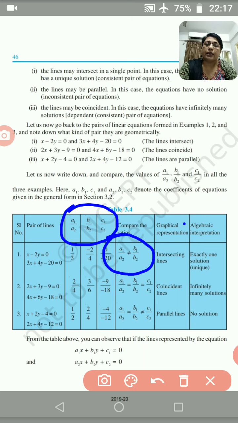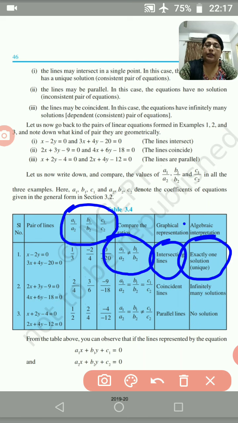In that case, the graphical representation will be intersecting lines. They will intersect in one and only one point, so we can say that they will have exactly one solution. A unique solution will be there.